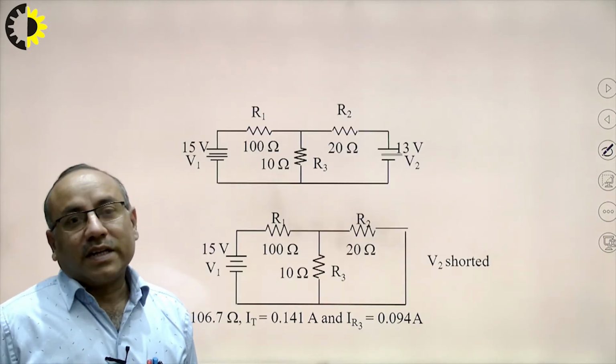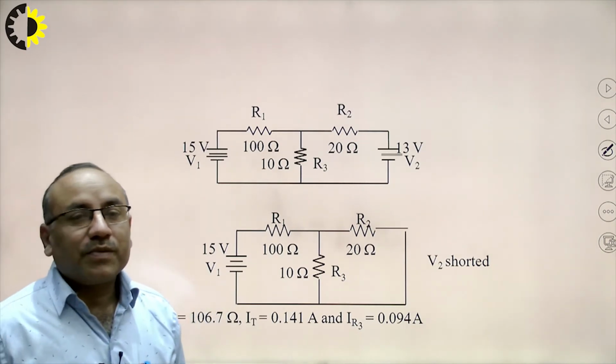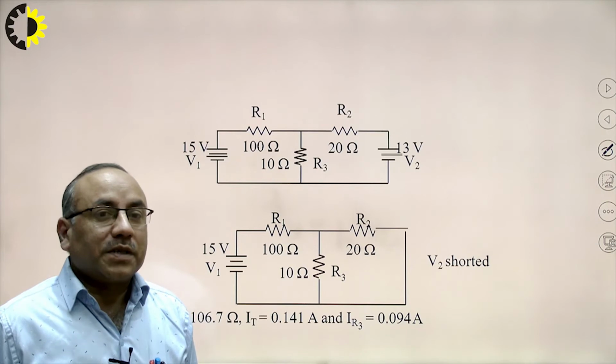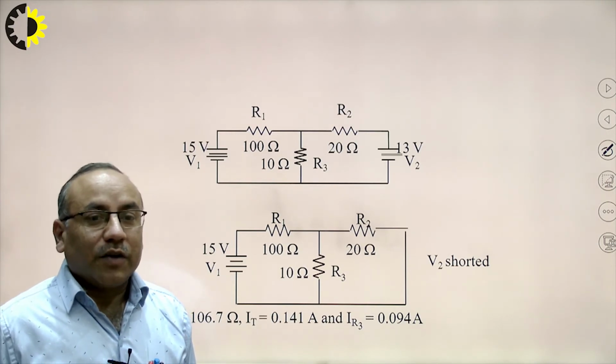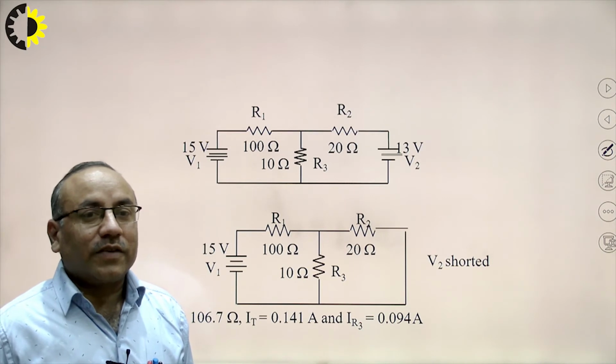Like this, in this example, we want to apply the superposition theorem in order to find the current through the resistance R3, which is of 10 ohm.